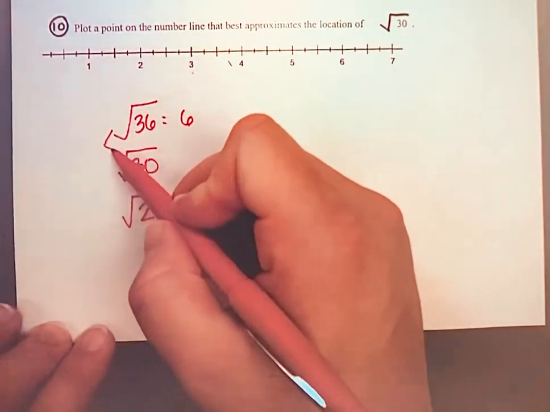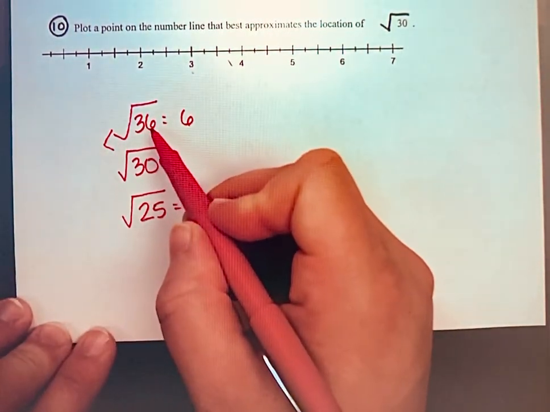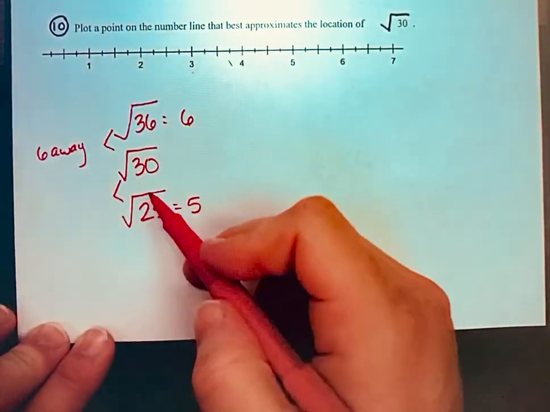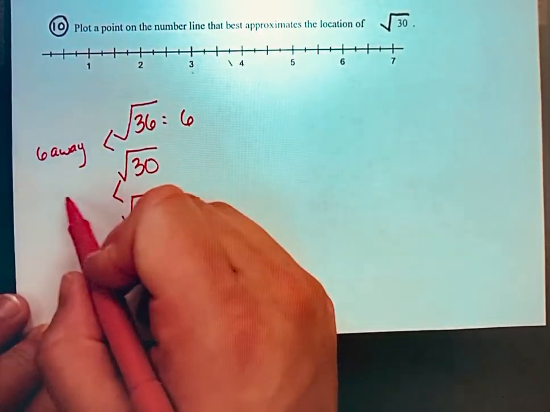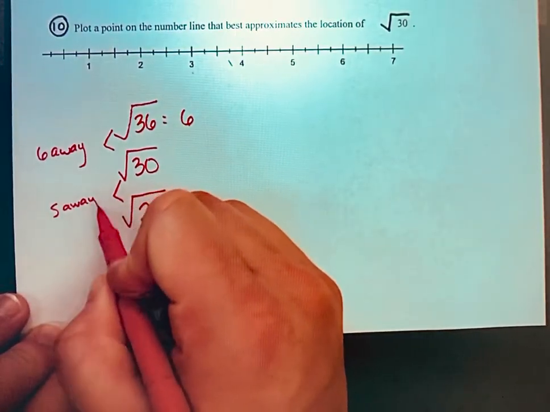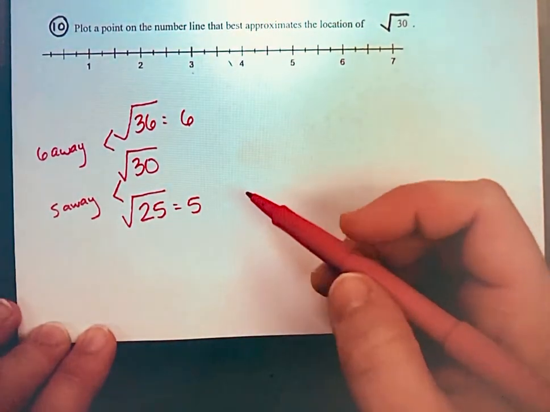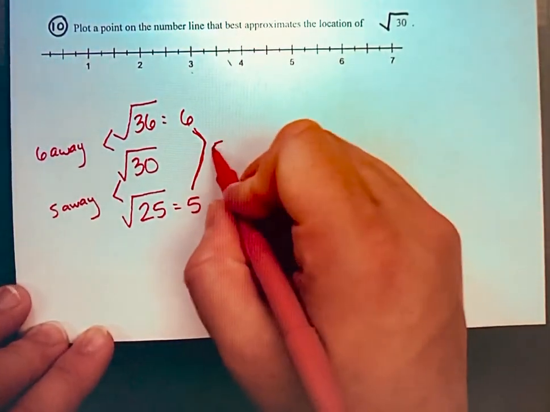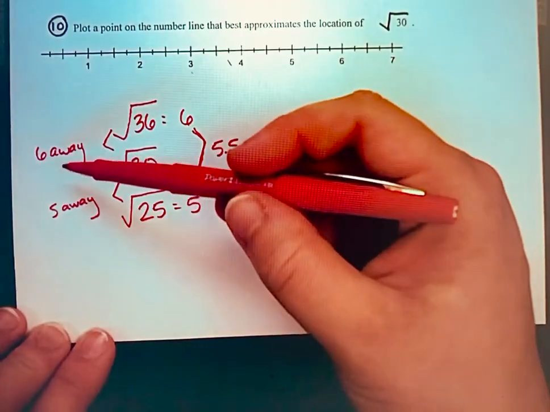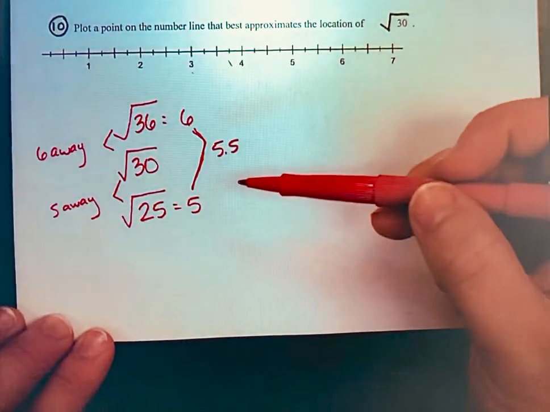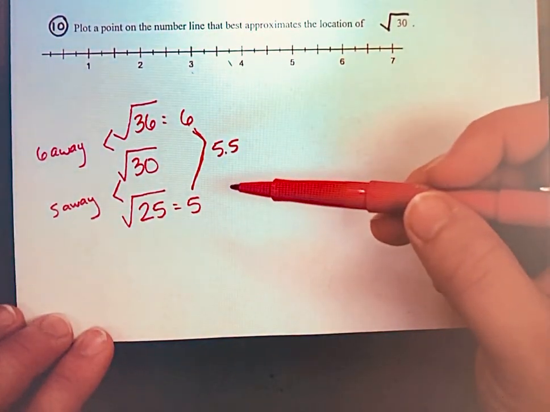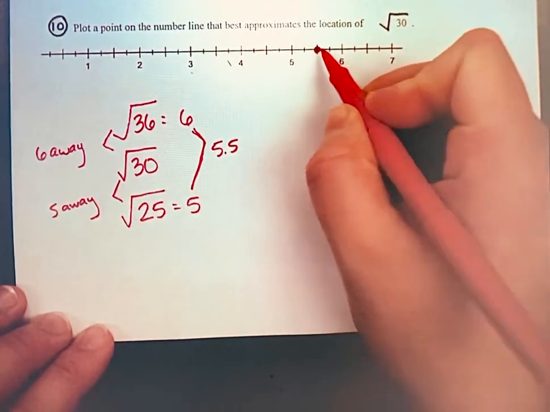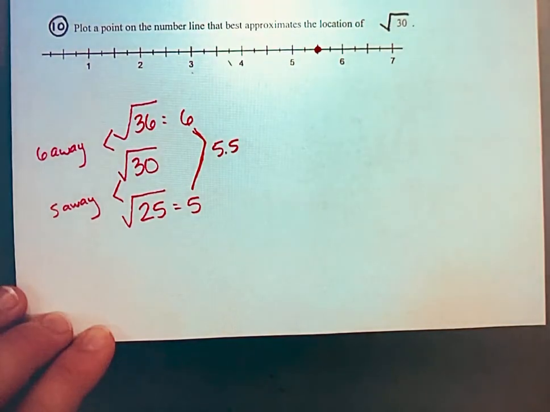So how far away is it from 30 to 36? That is 6 away. How far away is it from 25 to 30? It is 5 away. So, what is in the middle of 6 and 5? You're going to get 5.5. And because you're 6 away and 5 away, it's not much closer to 6 than it is 5. So your answer here is going to be 5.5. Because it's about in the middle.